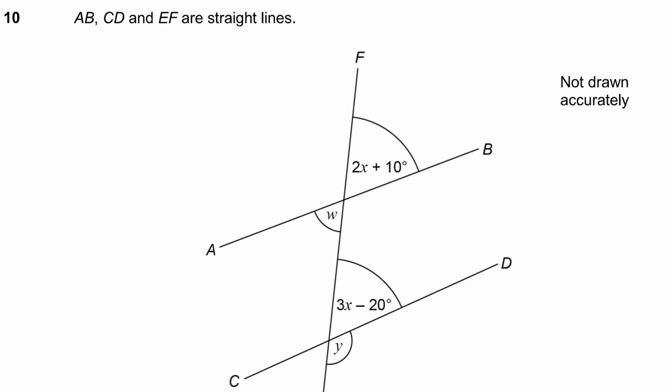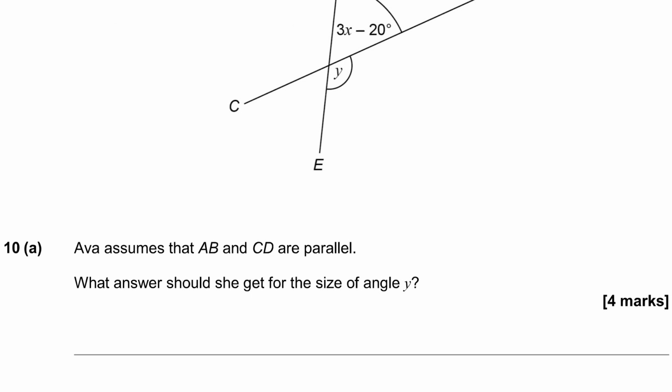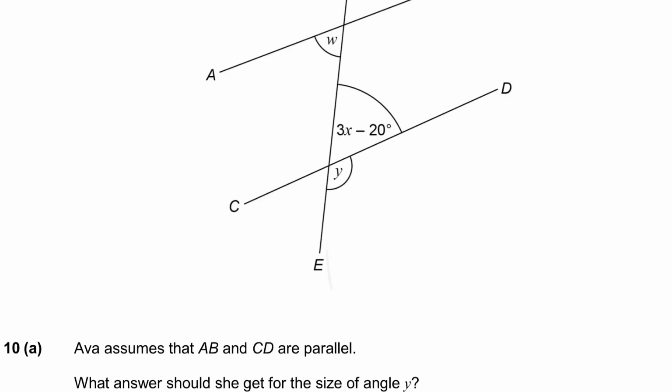Question 10. A, B, C, D and E, F are straight lines. Ava assumes that A, B and C, D are parallel. What answer should she get for the size of y?